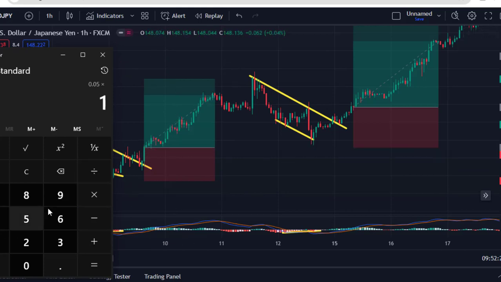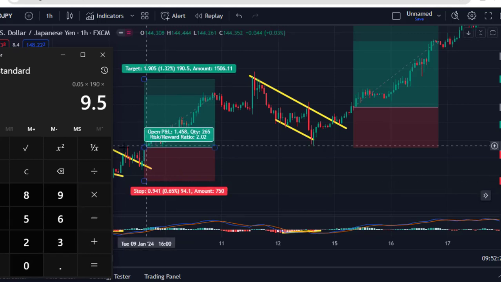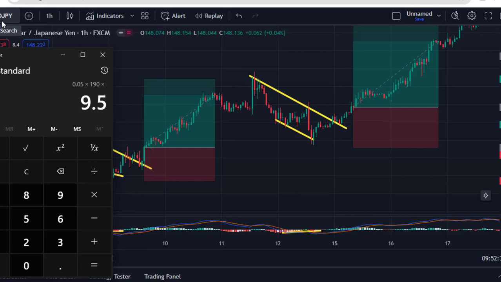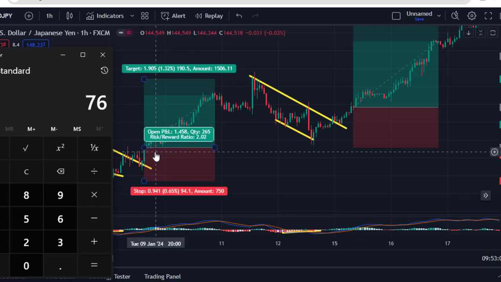So we have 190 pips right here, and then you multiply this by your value per pip for USDJPY, which does change. For example, we have $8 per standard lot for USDJPY. If you don't know that calculation, check the channel for the calculation on how to know your value per pip. If you equal this, we have $76 profit, which is 2 times your risk. This is very, very important.